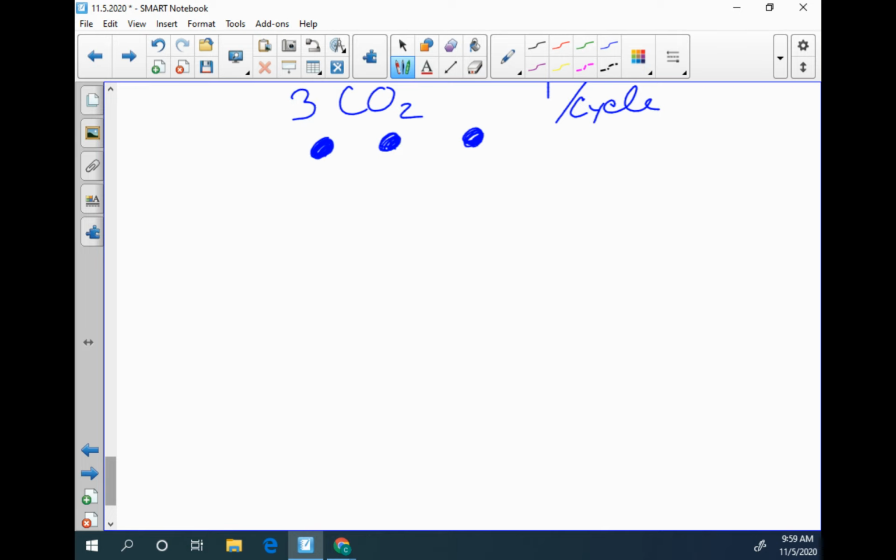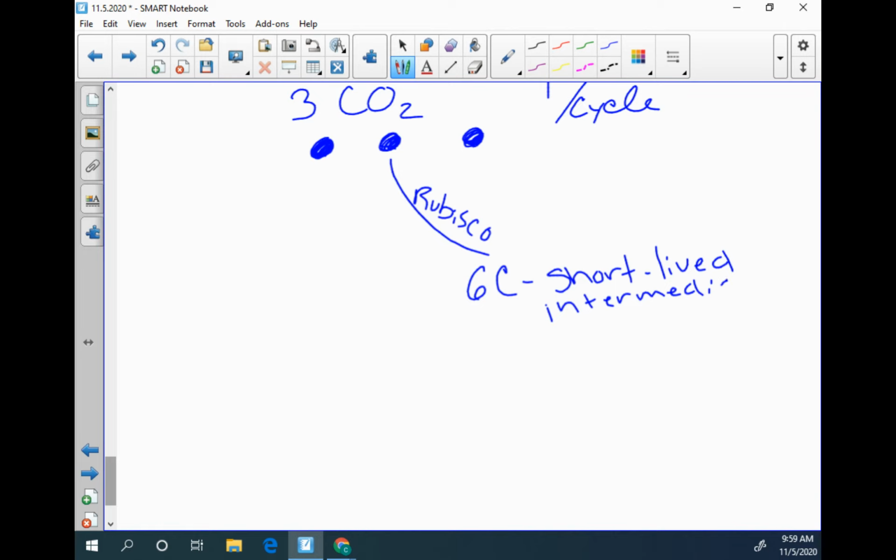So we're going to take one of those, and with Rubisco, we're going to get our 6-carbon short-lived intermediate. Draw that out. We got 1, 2, 3, 4, 5, 6.